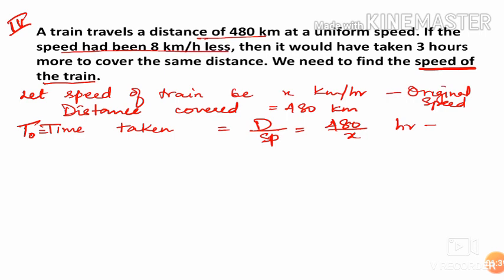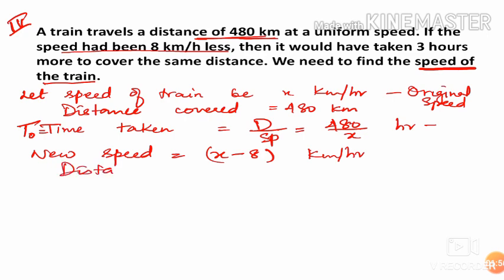Now if the speed had been 8 kilometers per hour less, the new, decreased speed will be given by x minus 8 kilometers per hour. To cover the same distance of 480 kilometers, it would have taken 3 hours more. Obviously, because if you decrease the speed to cover the same distance, the time taken will be more. So it takes 3 hours more than what it was taking earlier. So that is this.